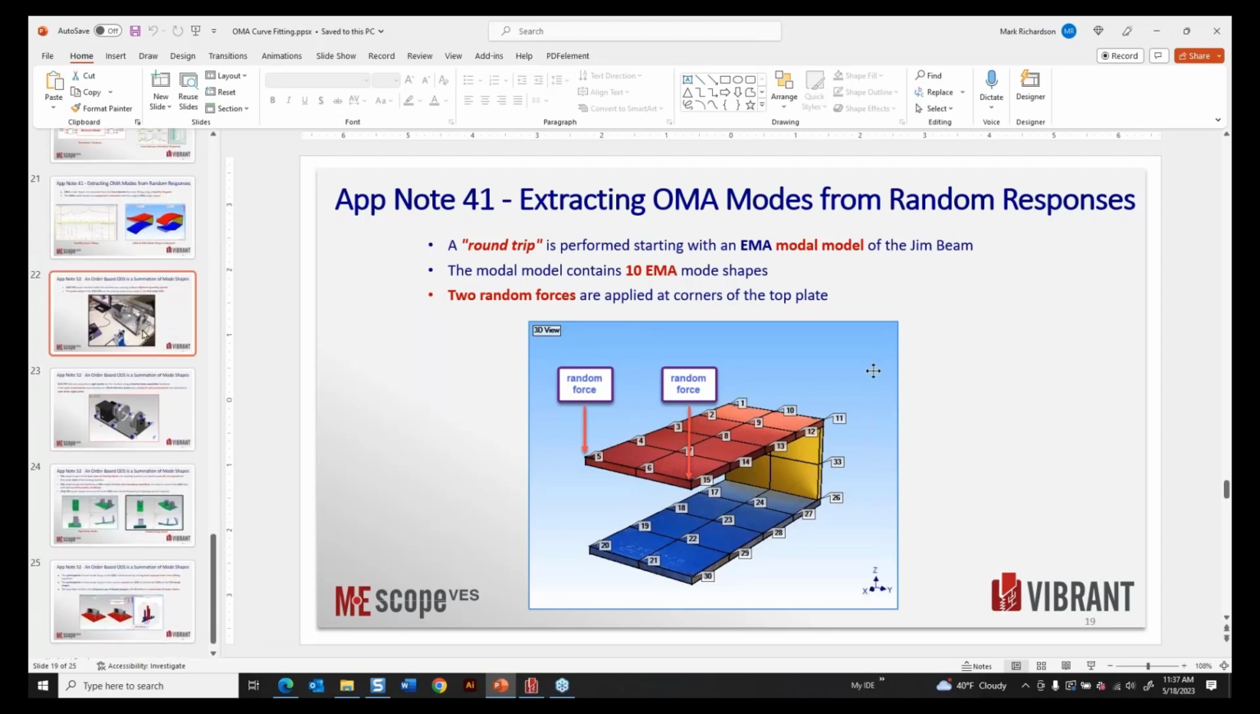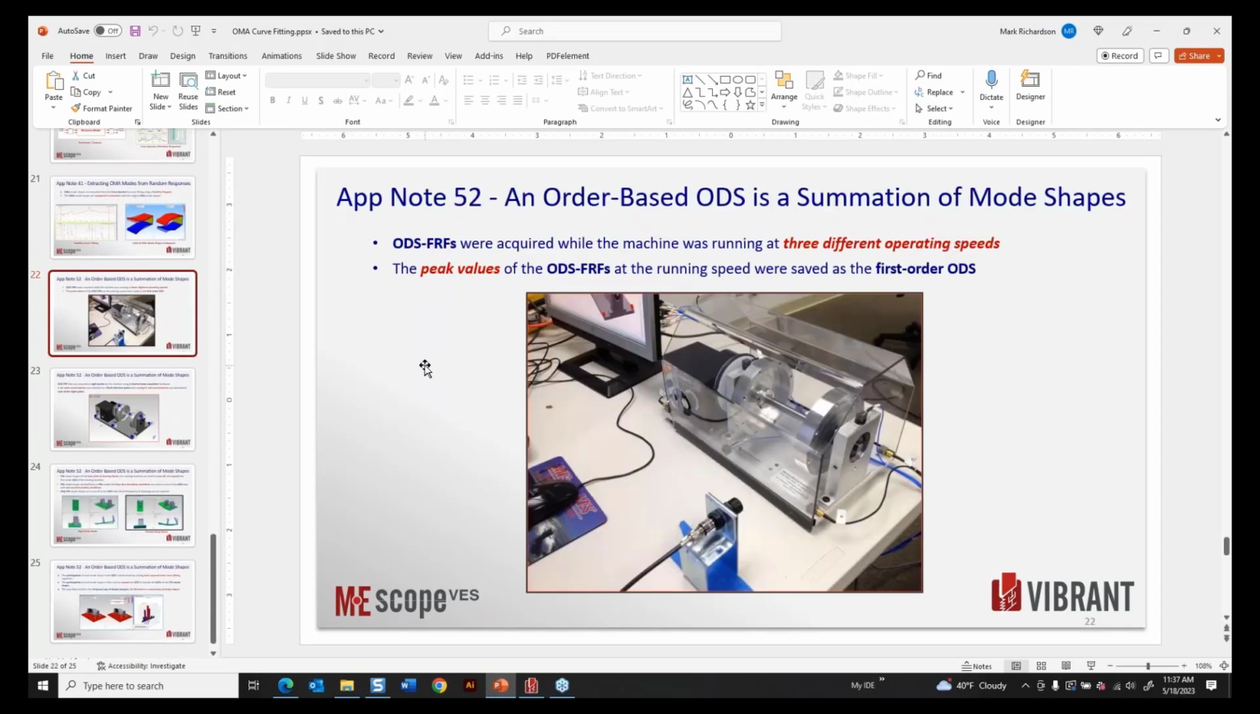And that is down here. So this is app node 52, where we take some order-based ODS data and we curve fit it with some analytical mode shapes. So this is pretty interesting. And again, this is going to verify that it doesn't matter where we get this ODS data from.